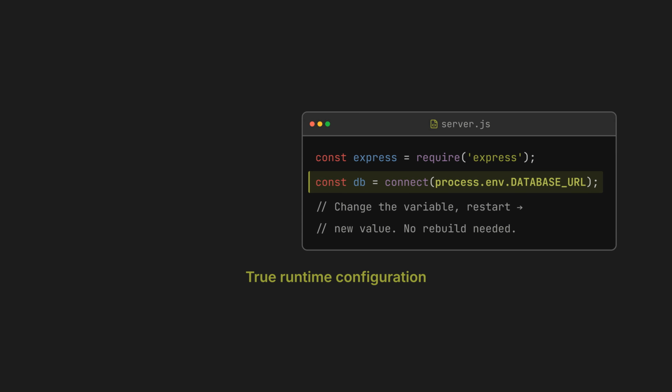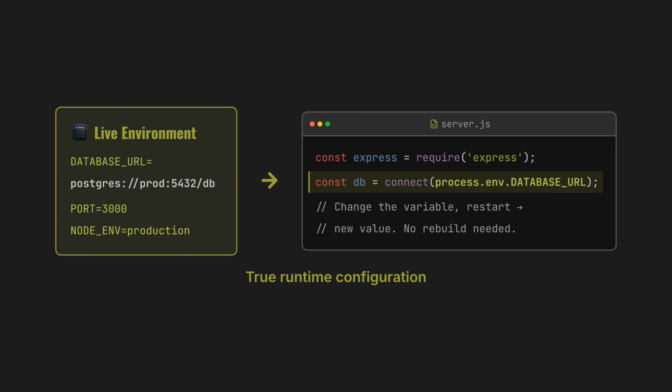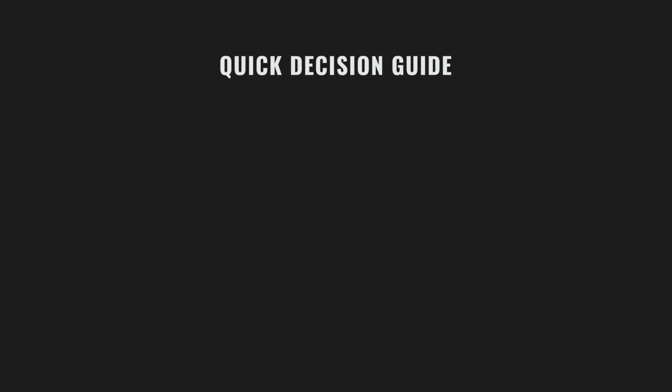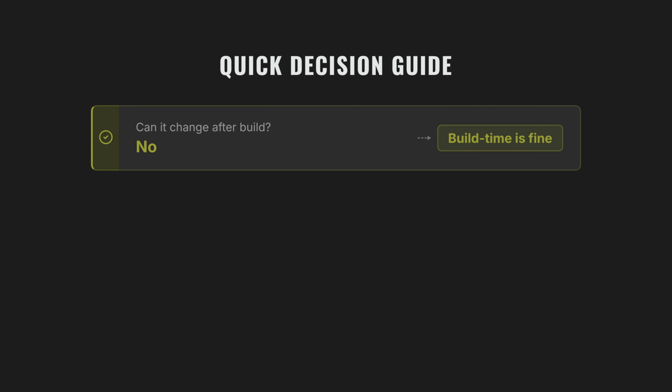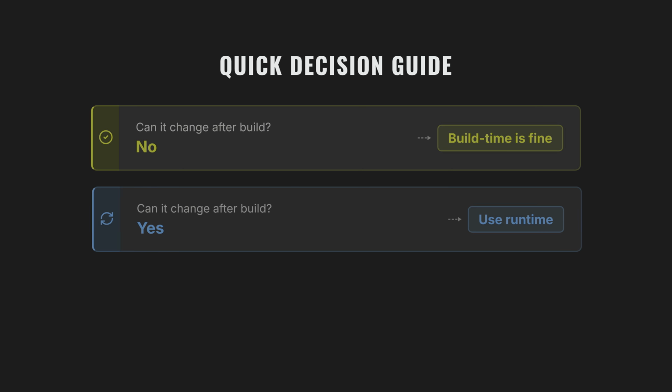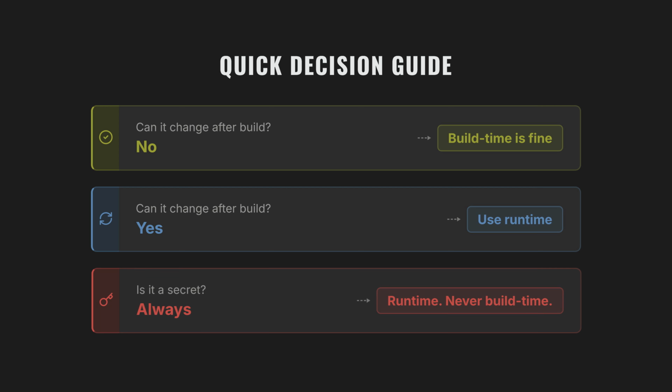Compare that to a backend. When Express reads process.env.DATABASE_URL, it reads the actual environment of the running process. Change the variable, restart, new value. No rebuild needed. That's true runtime configuration. Rule of thumb: if a value can't change after the build, like a public API URL per deploy pipeline, or a feature flag for tree shaking, build time is fine. Everything else should be runtime. Secrets should always be runtime. Never build time, never committed to code.